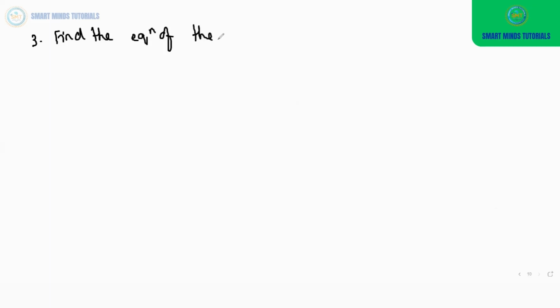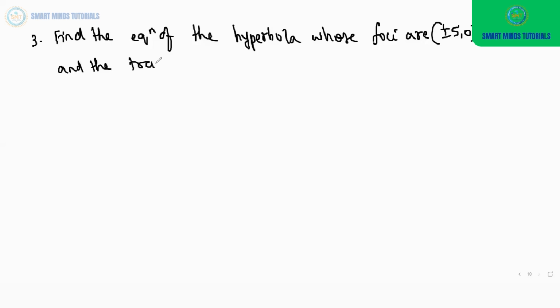Find the equation of the hyperbola whose foci are plus or minus 5, 0, and the transverse axis is of length 8. Find the equation of the hyperbola whose foci is given. Transverse axis is of length 8. I have done this question.